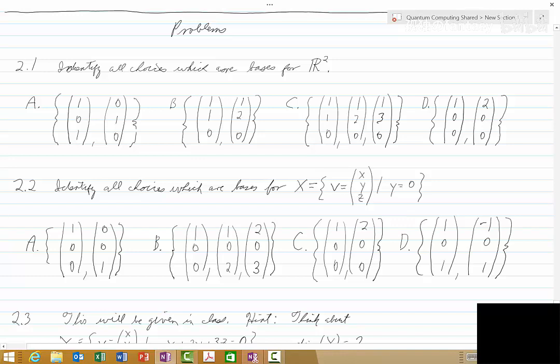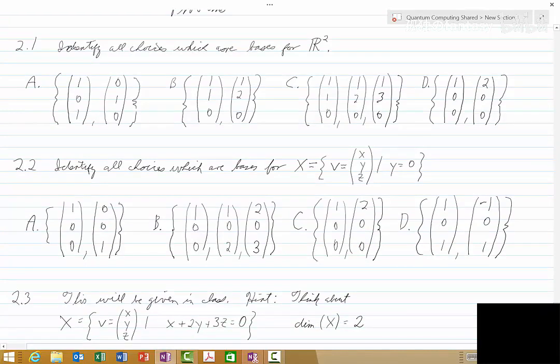And by the way, for R2 here, I am talking about the XY plane just as I was in the lecture. So this is the plane Z equals 0, or the XY plane. Okay, in 2.2, I want you to identify all choices which are bases for X, which is the set of all vectors in R3 that have Y equal to 0. Instead of having Z equal to 0, as was the case up here, we're now looking at the set of all three-dimensional vectors that have Y equal to 0.